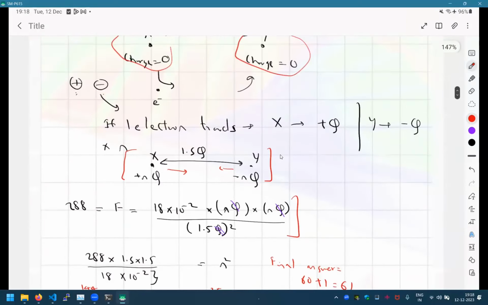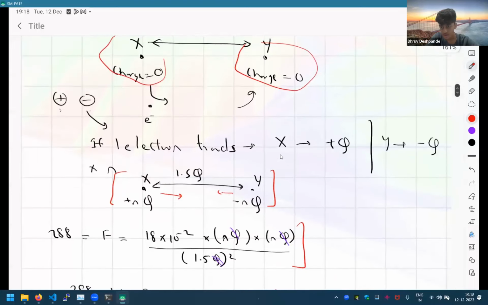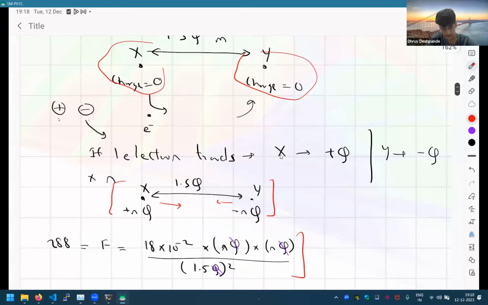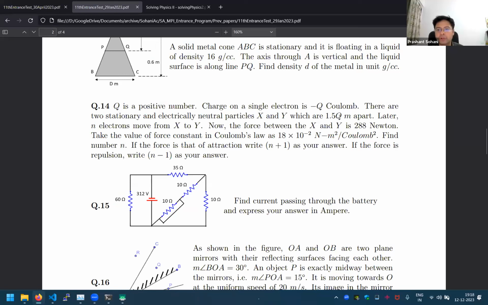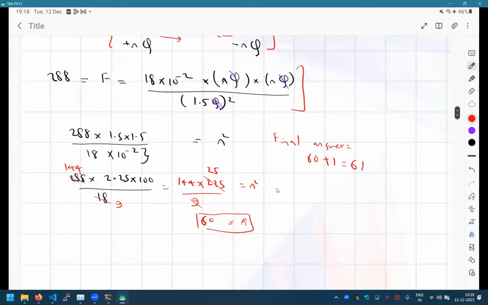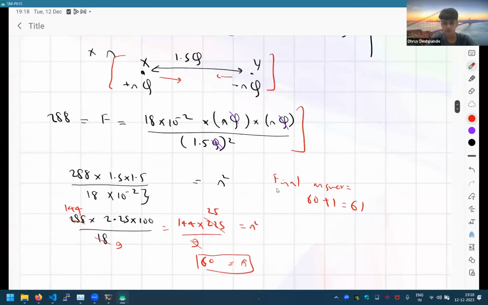Sir, I have a question. How have you taken the distance as 1.5 q? Or is it just given? The distance is given as 1.5 q. Important to note, q does not have any unit. Yes, q is just a number. Okay, I thought q was the unit.